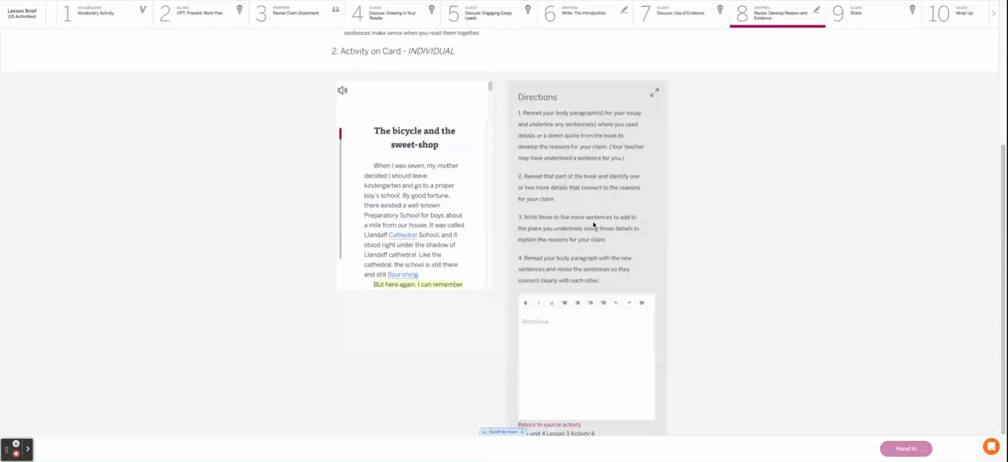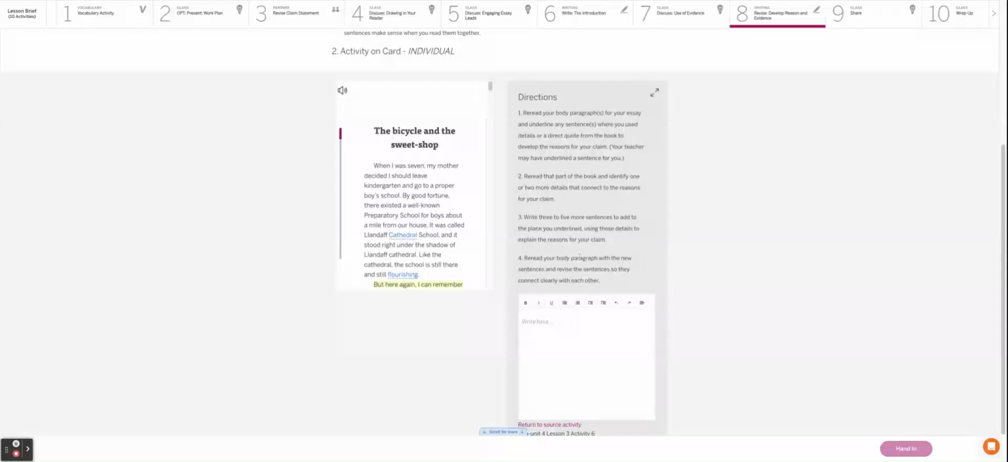Write 3 to 5 sentences to add to the place that you underlined, using the details to explain your reasons for your claim. So what do the details from what you underlined tell you? What can you understand from those details, and how do they support your claim? Another way to think about it is explain how they're an example of your claim. So how are they an example of how the boys cause trouble or how the adults cause trouble?